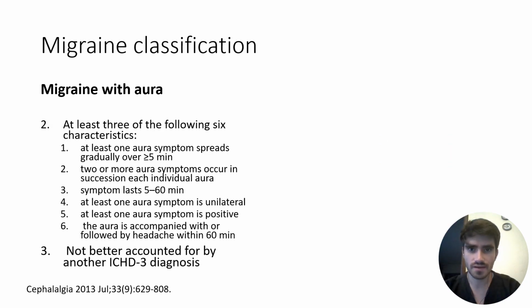To formally diagnose a migraine with aura, the headache must comply with 3 out of these 6 characteristics. At least one aura symptom that spreads gradually over 5 minutes or more, 2 or more symptoms in succession, symptoms lasting from 5 to 60 minutes, one unilateral aura symptom, one positive aura symptom, or that the aura happens at the same time as the headache or within the previous 60 minutes.